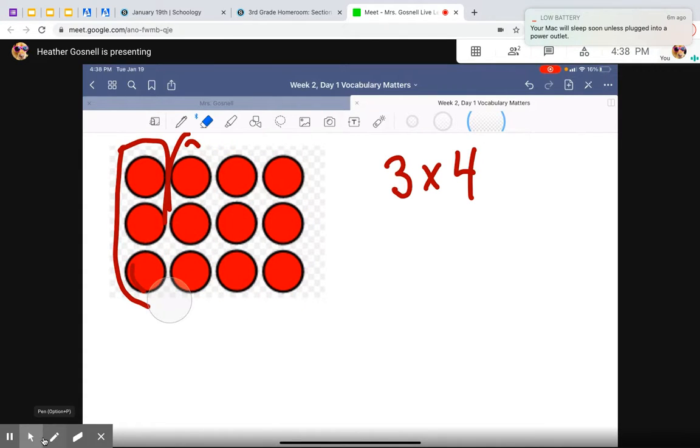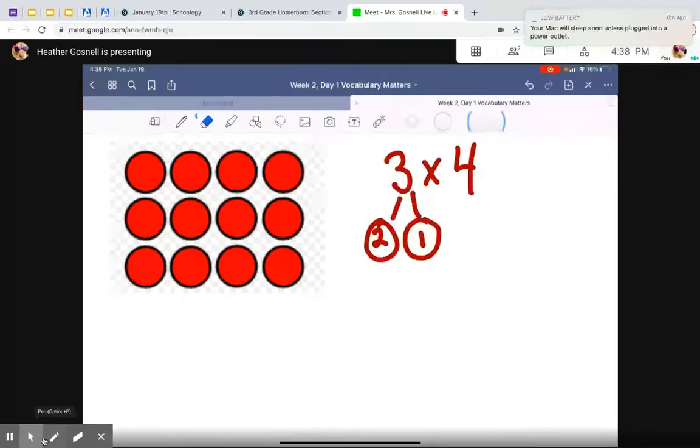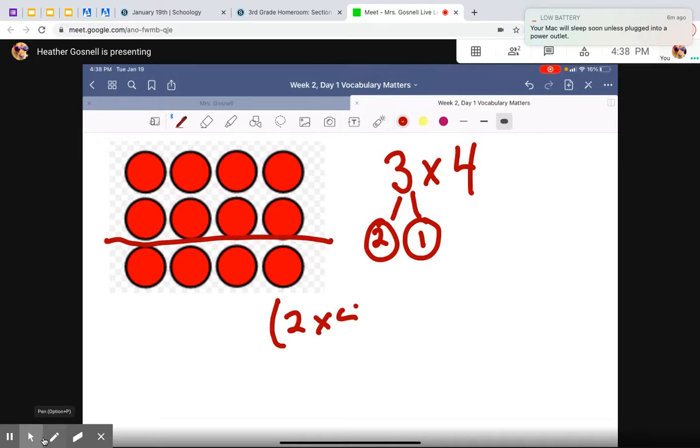Now, we know that we can split 3 into 2 and 1 or 1 and 2. Doesn't matter. We can decompose that 3 to 2 and 1. Did we change the total amount of 3? No, we just split it apart. We did this. Bloop. So instead of doing 3 times 4, we can use distributive property and do 2 times 4 plus 1 times 4. And we know when we solve for these smaller equations and add it back together, we're going to get 3 times 4.